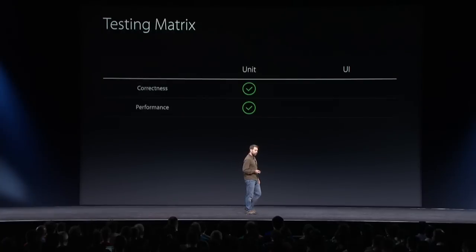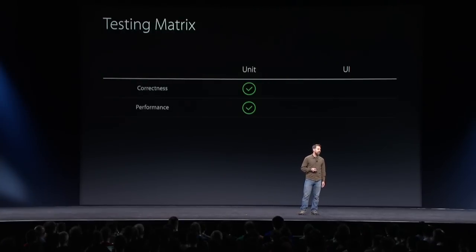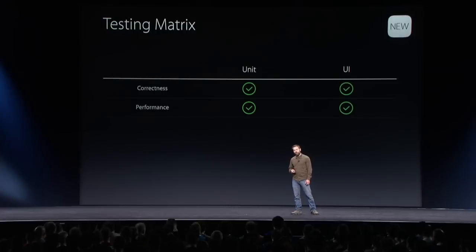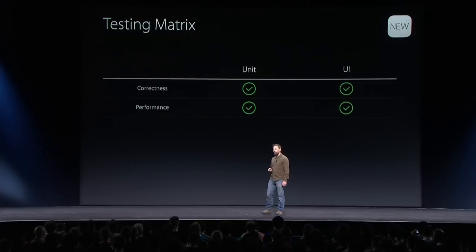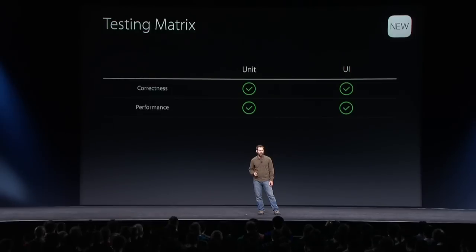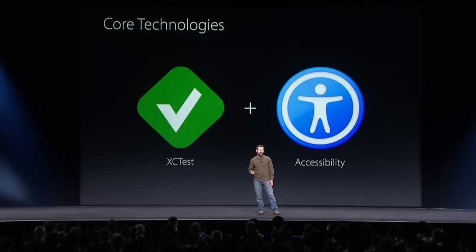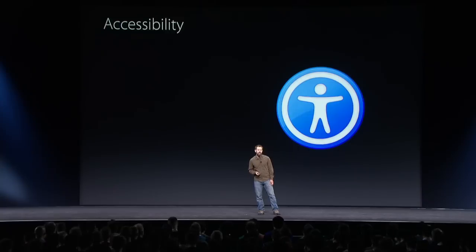XCTest was introduced in Xcode 5 as a unit testing framework, and in Xcode 6, we expanded it to support performance testing. This allows you to catch regressions in your code and ensure that it continues to perform optimally release to release. Now, in Xcode 7, we've introduced UI testing, which you can use for both correctness and performance testing. So that's XCTest. Now let's take a look at accessibility.